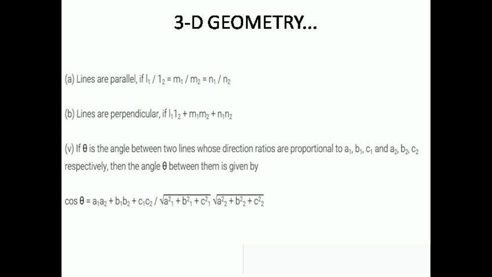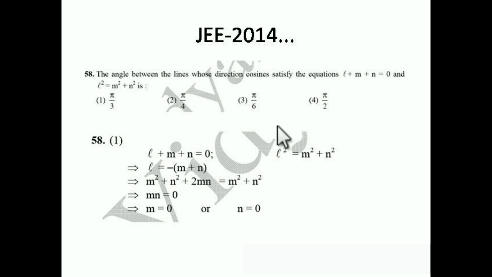Okay, now let's see the numerical based on that. This was asked in JEE 2014. What they say: the angle between two lines whose direction cosines satisfy the equations L plus M plus N is equal to 0 and L square is equal to M square plus N square is what?